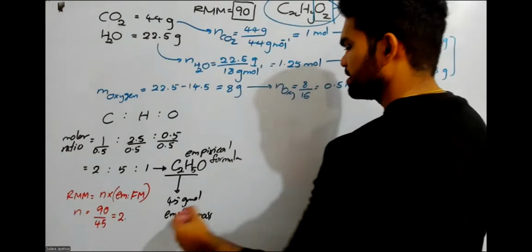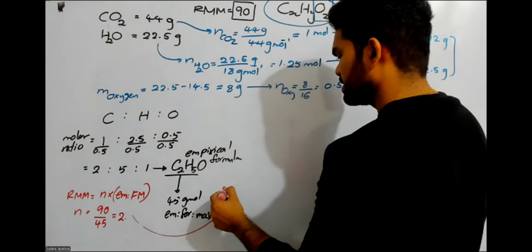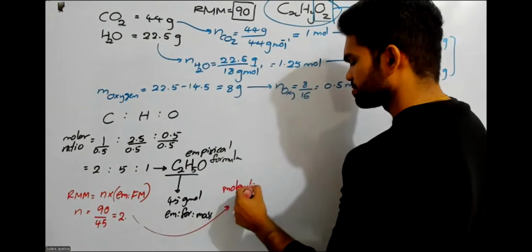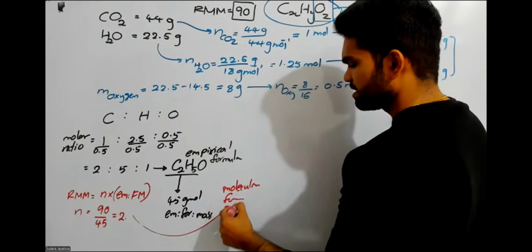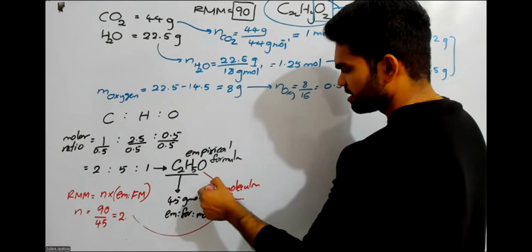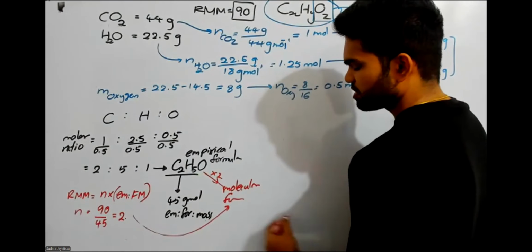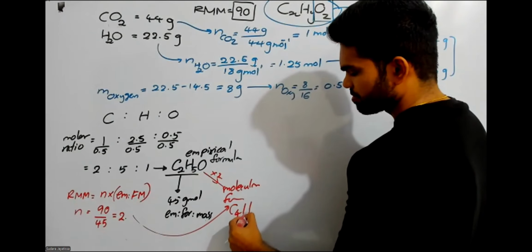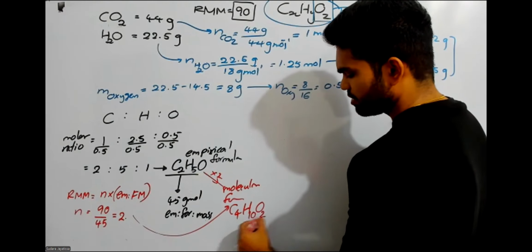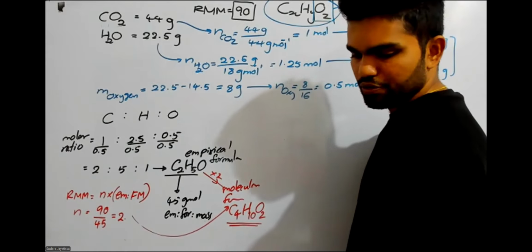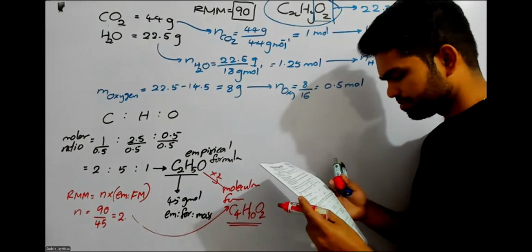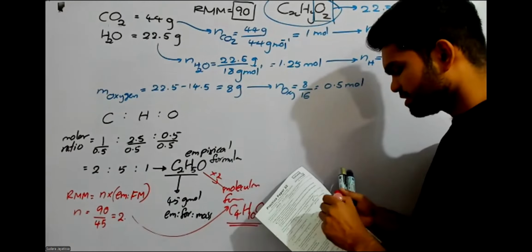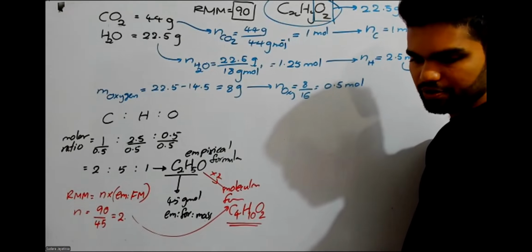So therefore your molecular formula is what? The molecular formula is 2 times this. So it becomes C4H10O2. C4H10O2. So that is there as answer 4 again. Answer 4.